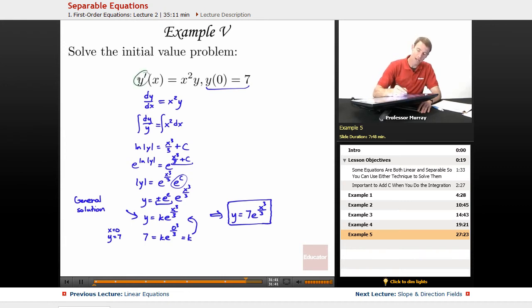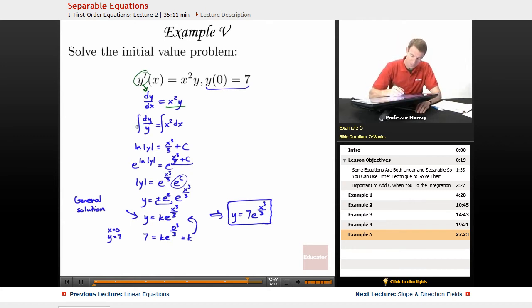I wrote y prime as dy dx. That's a very common technique for separable differential equations. And that's still equal to x squared y. I'm going to cross multiply and cross divide to get all my x's on the right and my y's on the left.